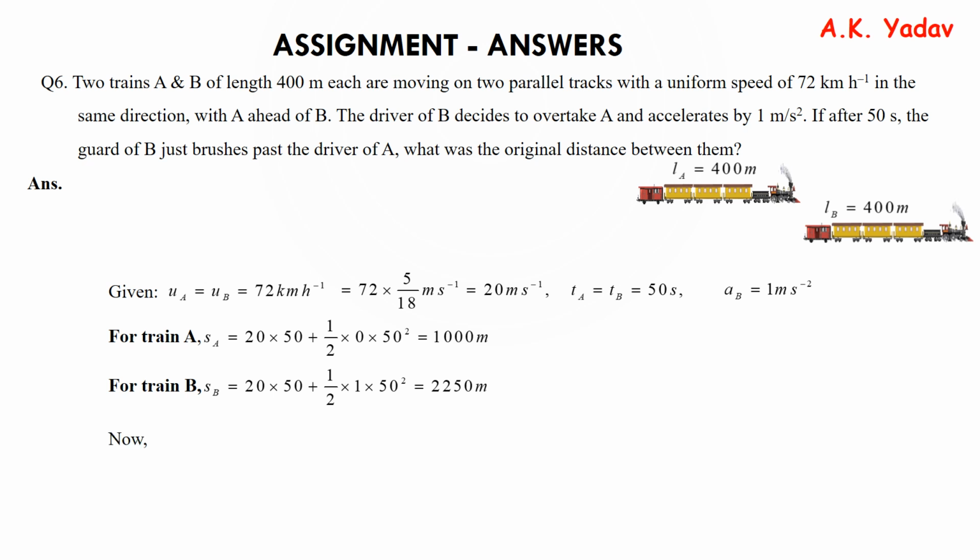Now comes the most interesting part. Now what is happening is that train B is overtaking train A. So what is the total distance covered by it? It is equal to the length of train A plus length of train B plus the original distance between them. That means the distance traveled by B minus distance traveled by A should be equal to the original distance between the two plus the length of both the trains. So when we put the values, we find S is equal to 450 meters.